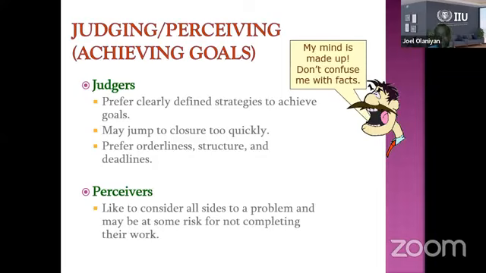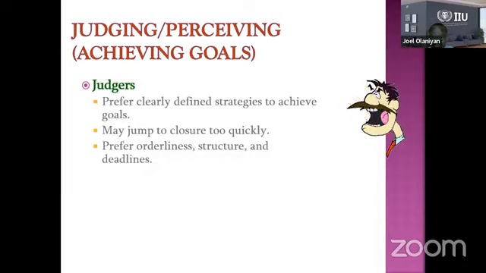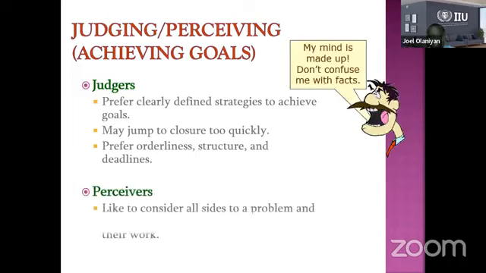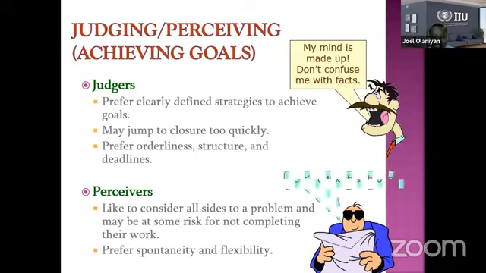The second type of learners, as part of their outcome, are perceivers. They like to consider all sides of the problem and may be at some risk for not completing their work. They always perceive. They prefer spontaneity and flexibility. These are the type of learners you take time to explain. You do what we call scaffolding. You give them one activity after the other. You don't compound it for them. But if you do it bit by bit, they will definitely achieve for you. So we've looked at a few outcomes of learning styles. The first type were the thinkers and the feelers. And then we had the judges and the perceivers. And I'm sure you are following with me.